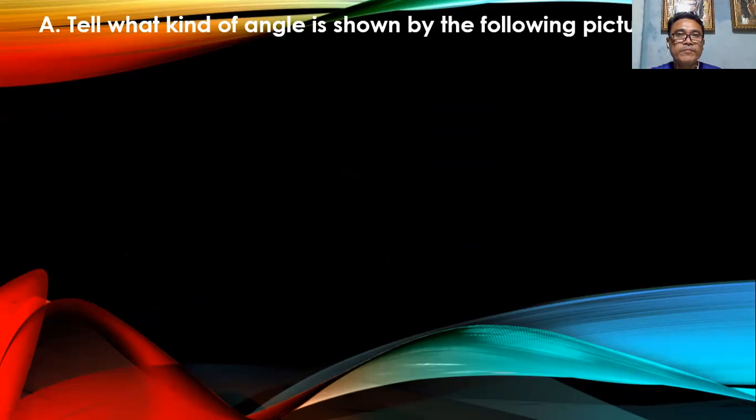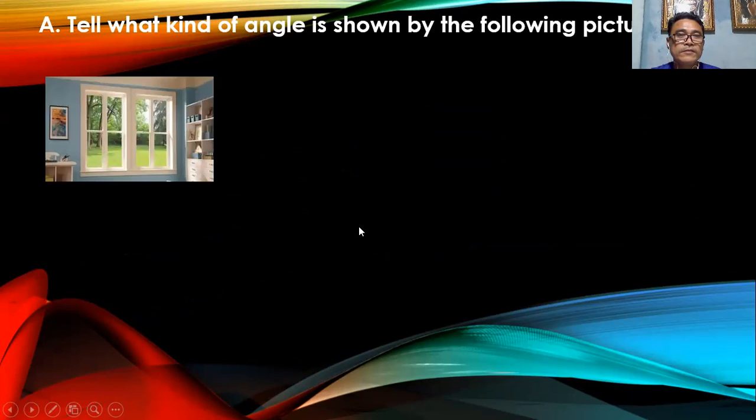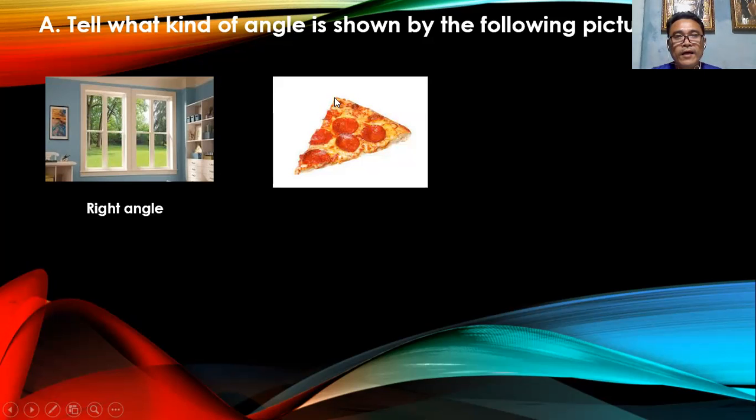Get your pens and papers. Tell what kind of angle is shown by the following pictures. Okay, number 1, windows. The answer is right angle. Number 2, slice of pizza. It is an acute angle. Acute angle measures less than 90 degrees.